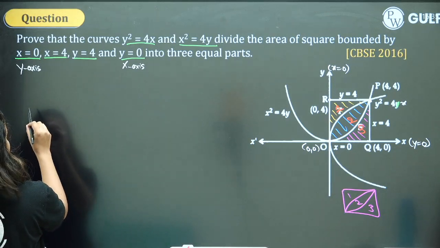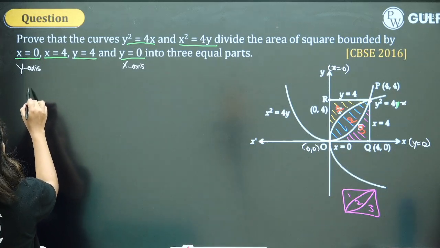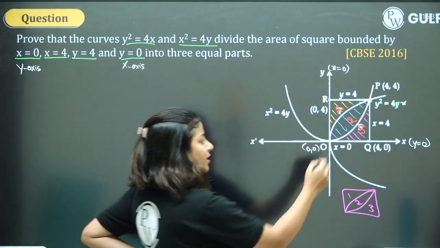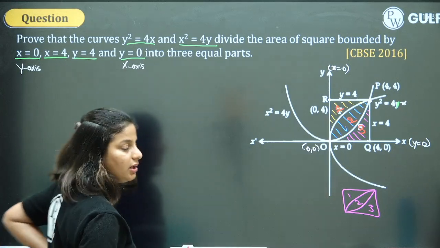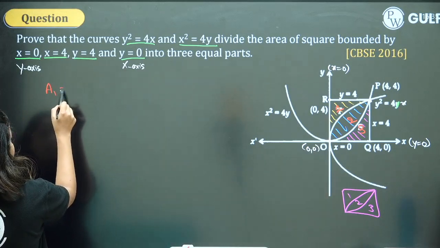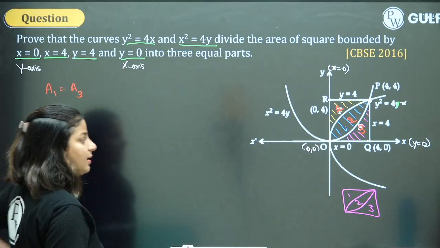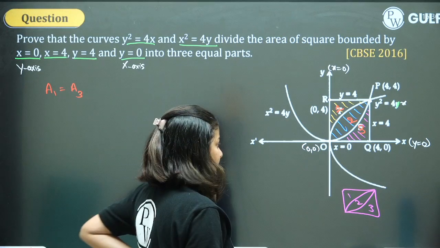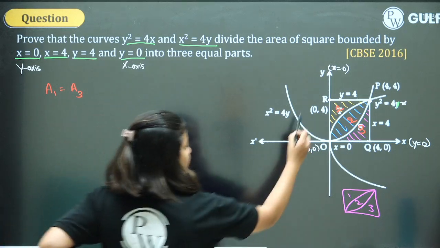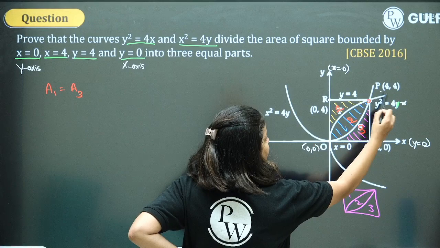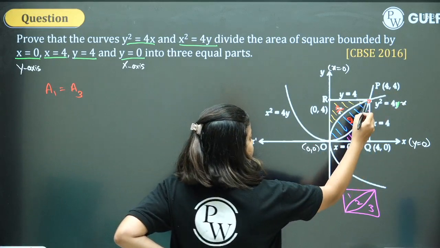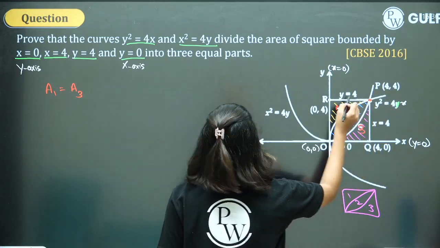Okay. If we have to prove, who understands? Area of first and third will be equal. A1 will be equal to A3. बढ़िया. बच्चों, where the two lines meet is also 4,4. The point of intersection of both the curves is also 4,4.